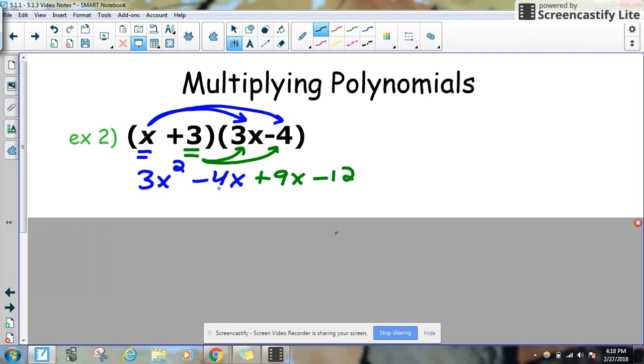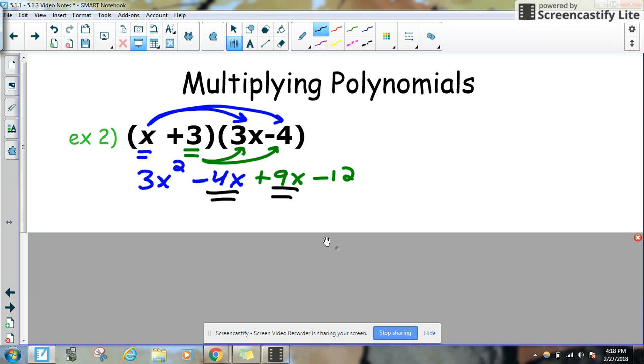And the last thing that needs to get done is the terms here need to get added together. So this final answer is going to be 3x to the second power, and then you have a negative 4x and a 9x, which would just make 5x minus 12. So this will be the final answer to that multiplication problem.